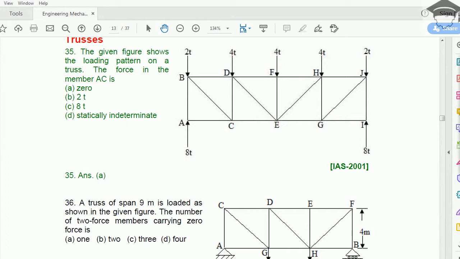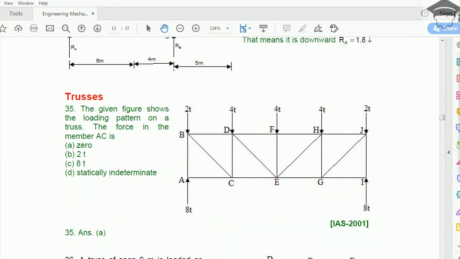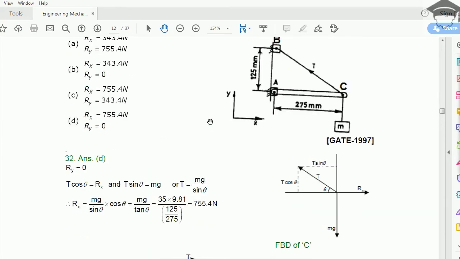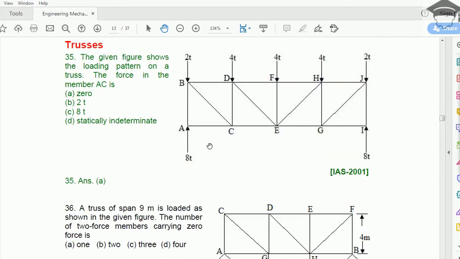So this is lecture 2 of engineering mechanics solved questions, and in this video we'll be covering from trusses onwards, so you can refer from question 35 onwards. Last time in lecture 1 we had covered till question number 32, and today we'll be covering from trusses onwards. So all those who have not watched lecture 1, kindly go and watch that lecture. You'll find the direct video link in the description also.